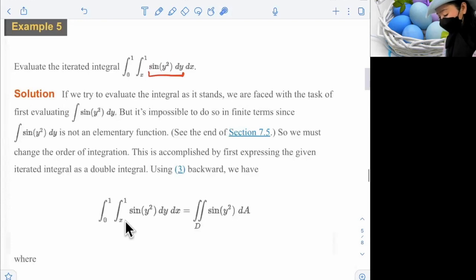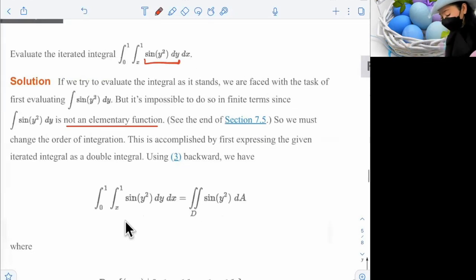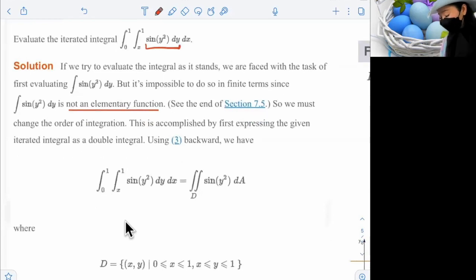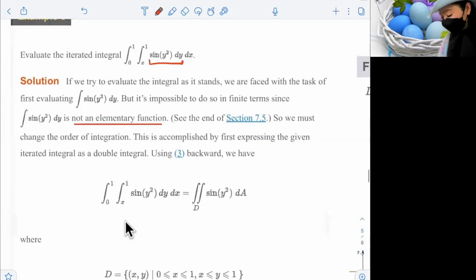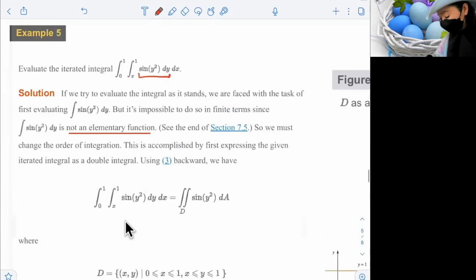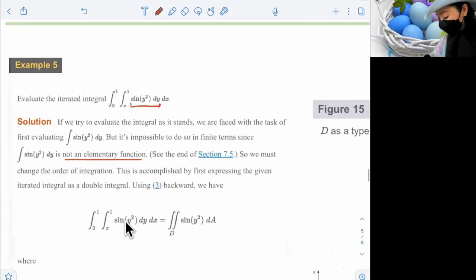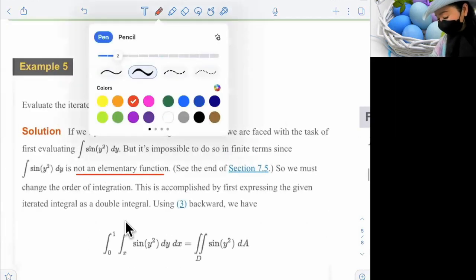This is the integral over a region. So this one here is not going to be an elementary function. Therefore, we want to change the order of integration. But when we do that, we have to think about what that region is. Can you tell me what that region D is?